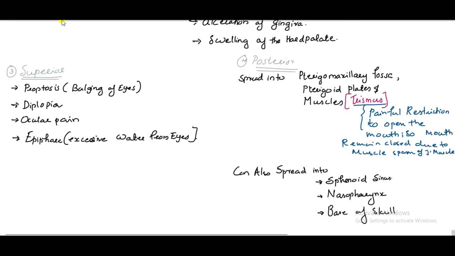So, I made a mistake here. The superior spread is the fourth one and the posterior is the fifth one.